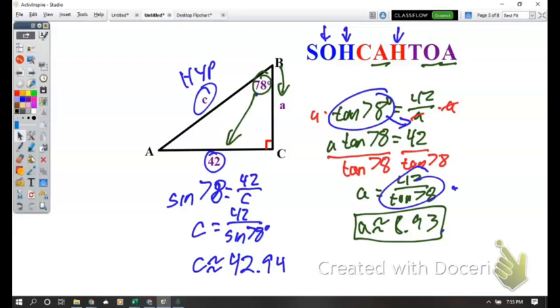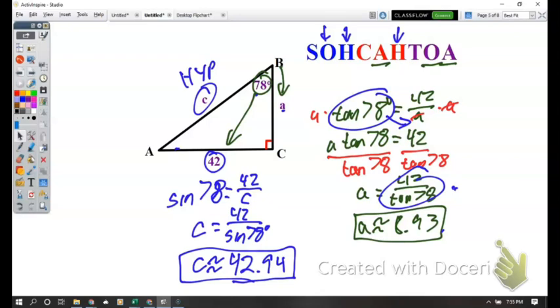Now, I do want to stop and ask myself, does this make sense? Right? Because C is the hypotenuse, so it should be my longest side. Is it my longest side? Yeah, 42.94 is bigger than 42, so it is my longest side. Let's see, 78 degrees, so this would be a very small angle. And do I have a very small side? Yes. Opposite my smallest angle is my smallest side. So always check that to make sure that that makes sense.